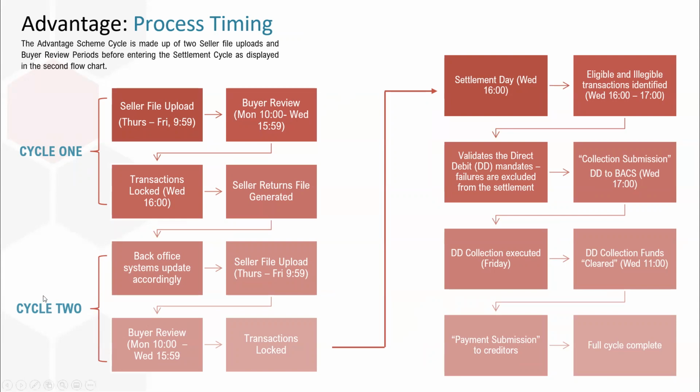So let's have a look at this broken down in the table below. Firstly, we have cycle 1. So the seller can upload a file into Travel Ledger. Most sellers will do this on a Thursday or Friday, and they've actually got as late as 9:59 on the Monday morning to submit this. And the reason we say 9:59 on a Monday morning is if they don't submit before this time, then it will miss the start of the buyer review period.